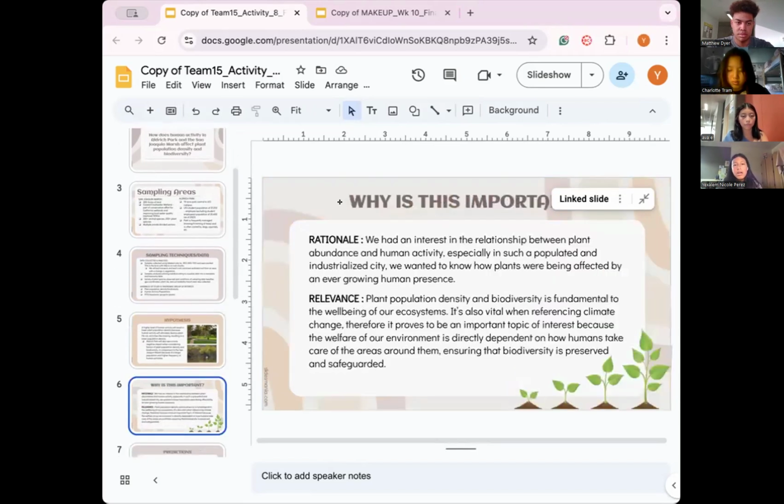And so it says here, why is this important? For rationale, we said that we were interested in how plant abundance is affected by human activity in a populated, industrialized city. And for relevance, plant population density and biodiversity are crucial for our economic health and addressing climate change. The well-being of our environment depends on how humans manage it and protect our biodiversity.